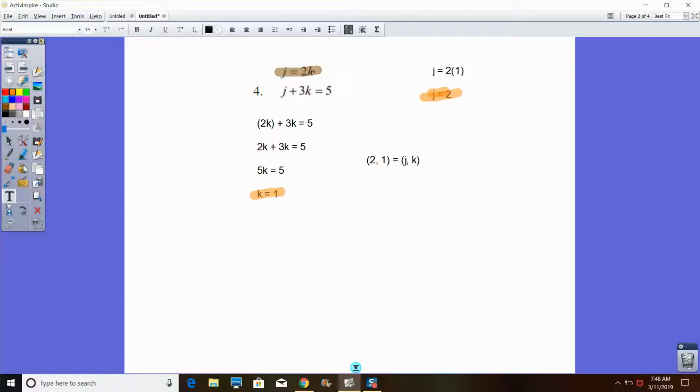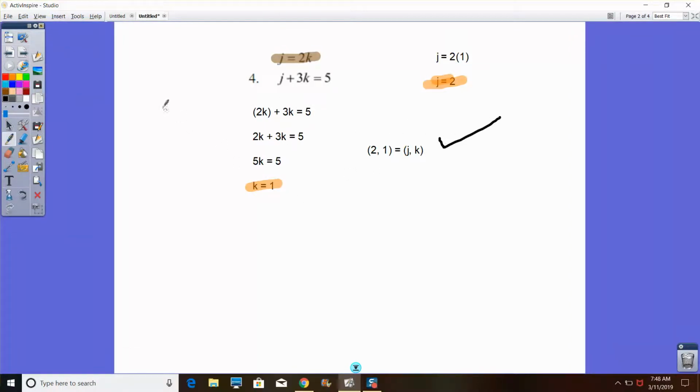Does 2 equal 2 times 1? Yes, it does. And if I do 2 plus 3 times 1, does that equal 5? Yes, it does. So this is a big check. So the solution of (2, 1) is correct.